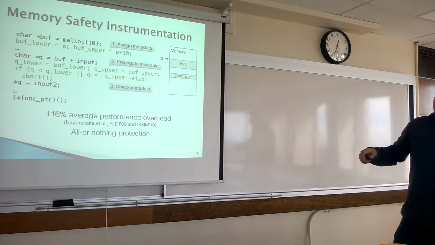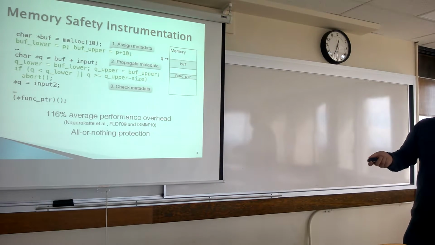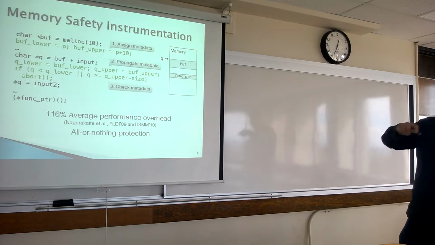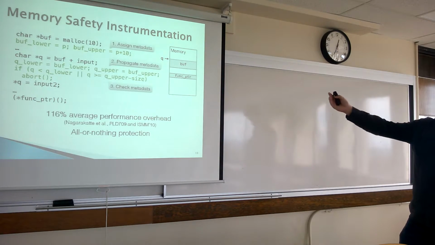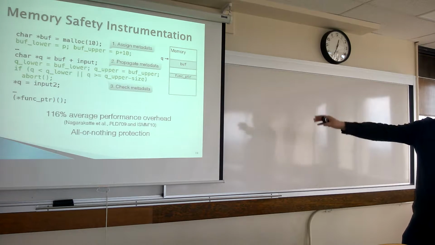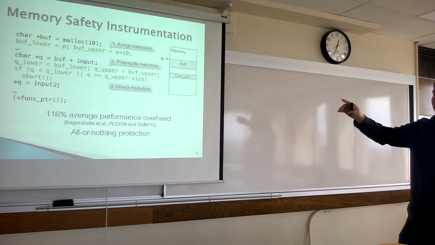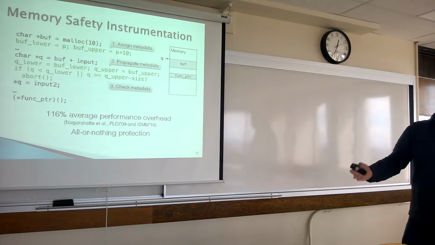So, in terms of instrumenting memory safety, this was just how they placed it: first assigning metadata, then you propagate the metadata, and then you make sure to check the metadata. So that's why it has a lot of performance overhead, because you have to do all these checks every single time.